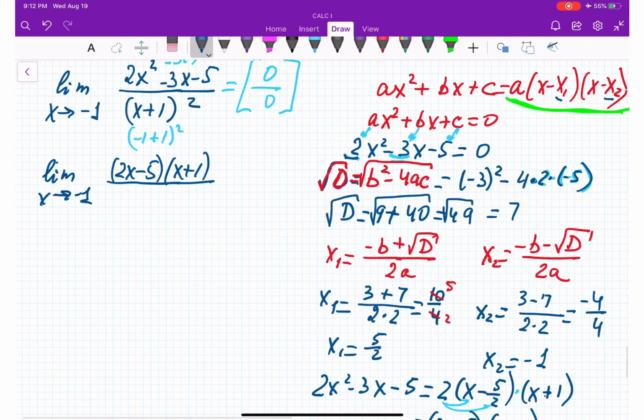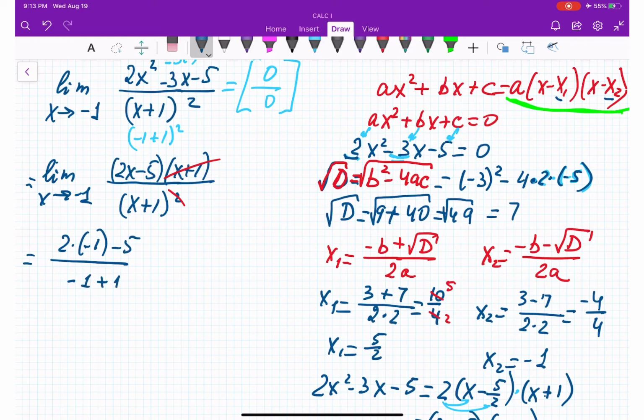And in the denominator I get x plus 1 squared. Okay, let's see what we can cancel. X plus 1 I can cancel with this squared, right? And if I plug in negative 1, I'll get 2 times negative 1 minus 5. And here I get negative 1 plus 1. As a result, I get negative 7 here, right, over 0, which will be infinity.